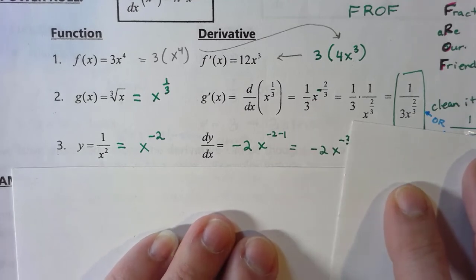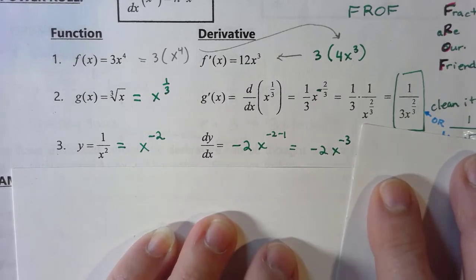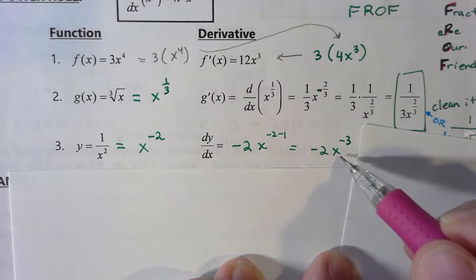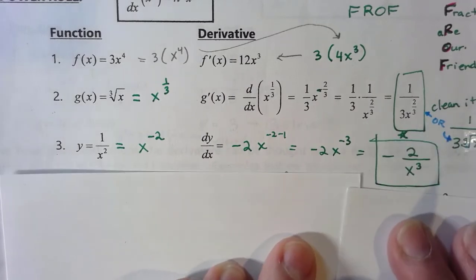That gives us -2 times x to the -3rd. We want to write this without negative exponents. Now notice your exponent is only on the x. So when I write this as 1 over x to the 3rd, the -2 stays on top.